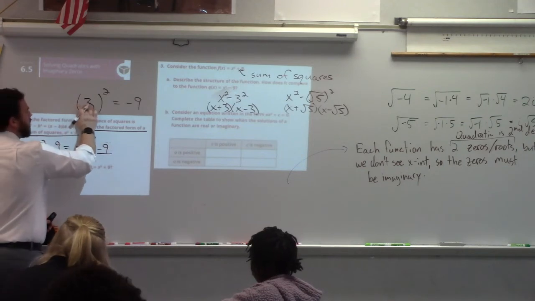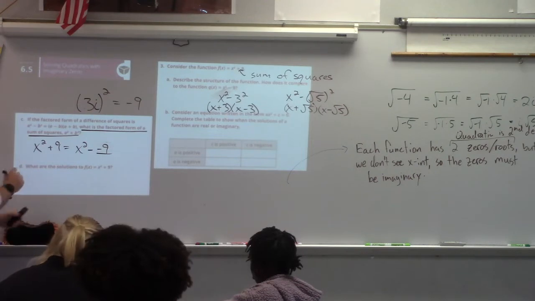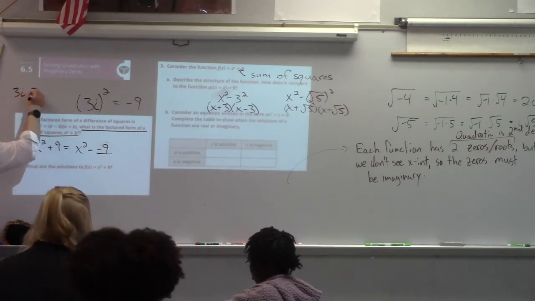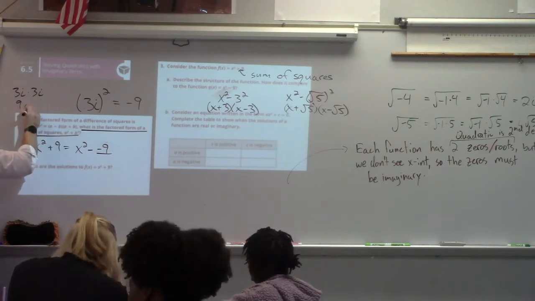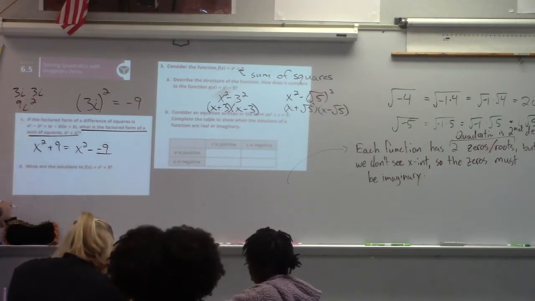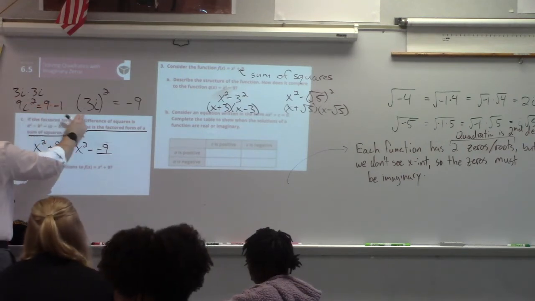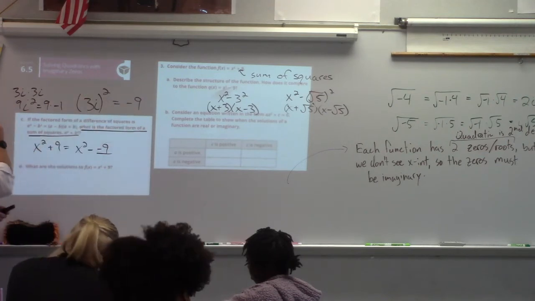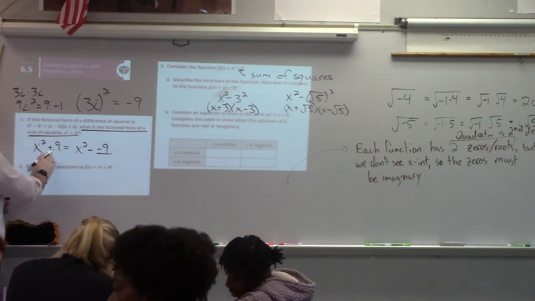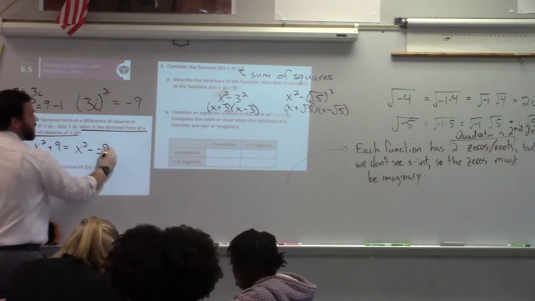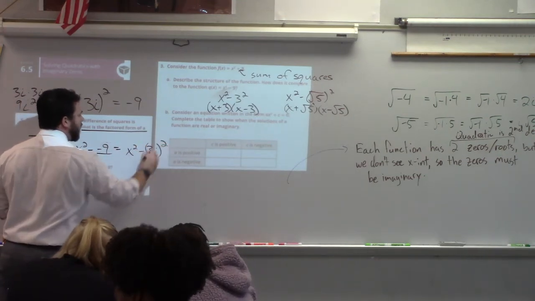So what did Hudson say? 3i. So let's look at that. 3i times 3i. What's 3 times 3? 9. And then i times i is i squared. Does anyone remember what i squared is? -1. i squared is literally -1. So does 3i squared give me -9? Yeah. It's the only thing we could fill in here to get a negative 9, right? So now I have x squared minus 3i squared.